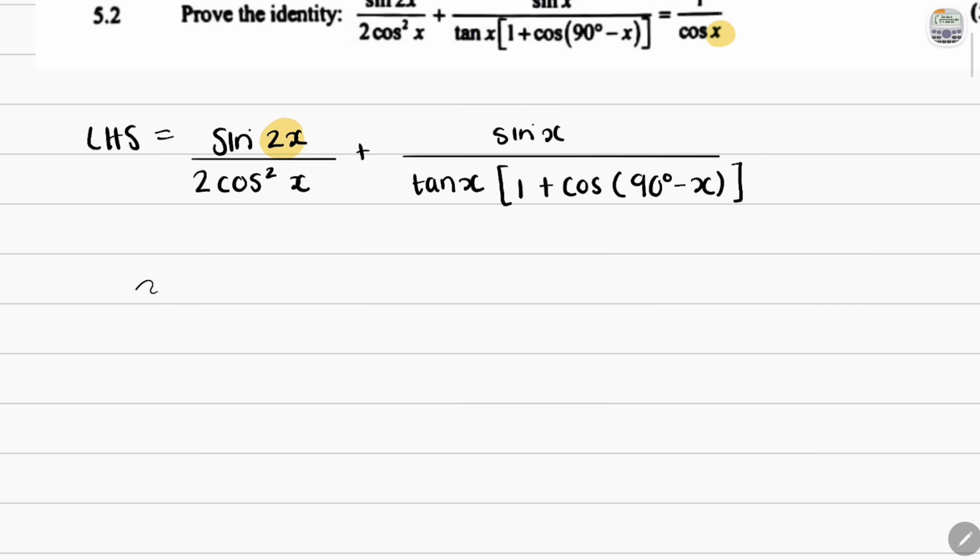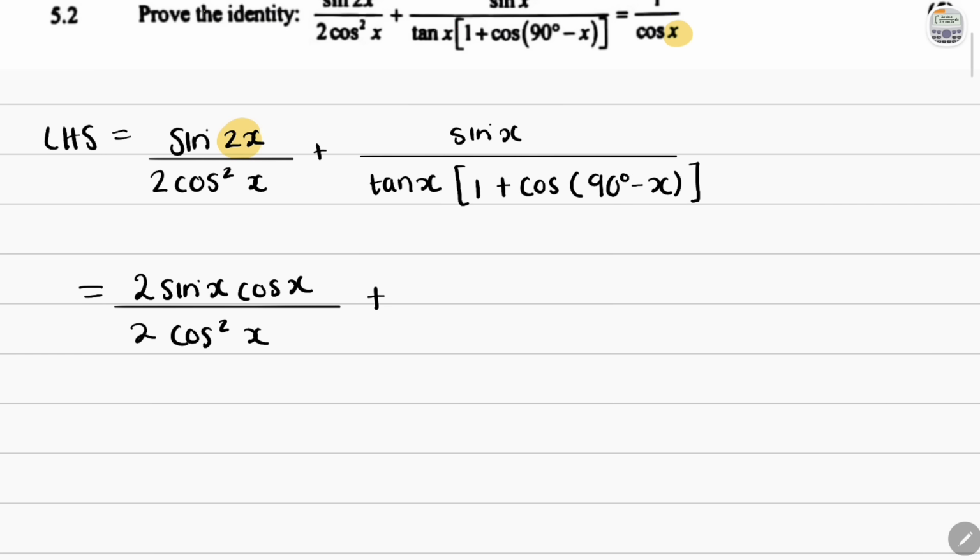With the sine 2x, you know that you can use double angles. So the double angle identity for this would be 2 sine x cos x. So that is gone now, and then over 2 cos squared x. So here the 2's would cancel and one cos x would cancel. And then we have plus, and over here we have sine x. And then we can actually just simplify that. That's cofunctions. Then we have a tan x.